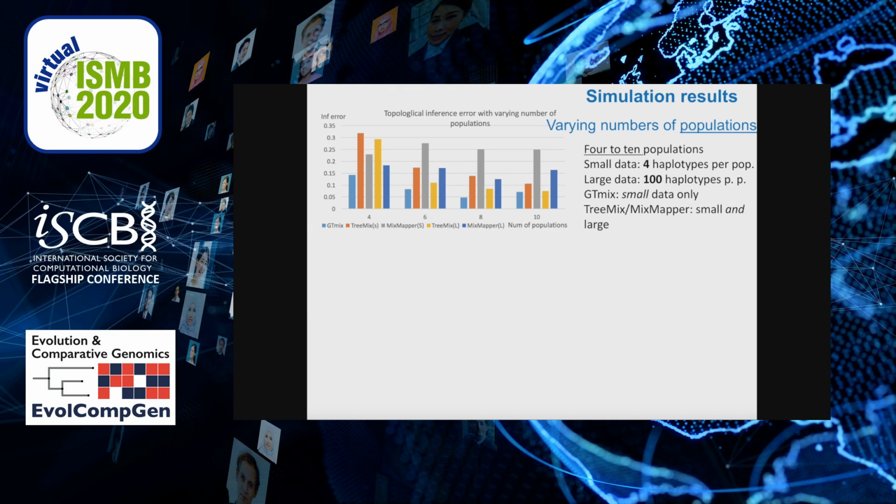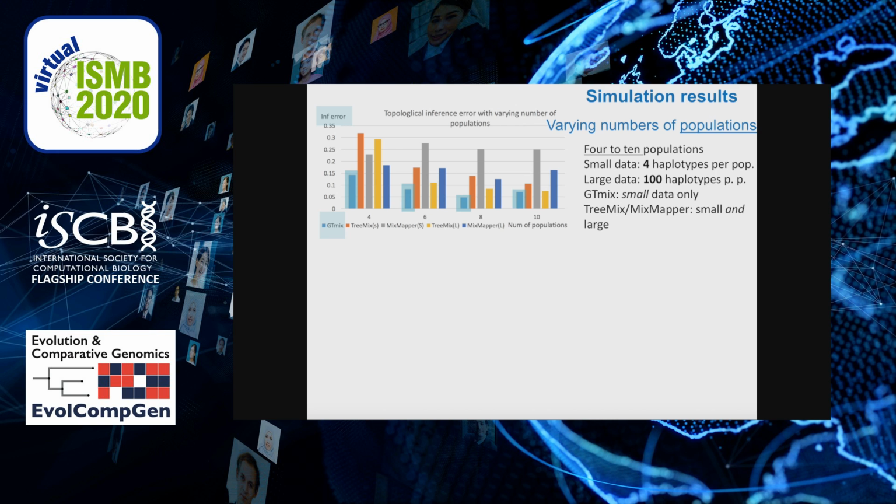Now I show some simulation results. First, I'm going to vary the number of populations from 4 to 10, and I'm going to evaluate the inference error. So this is the inference error. The smaller the better. Here I run GTMX using only small data, which contains 4 haplotypes per population.